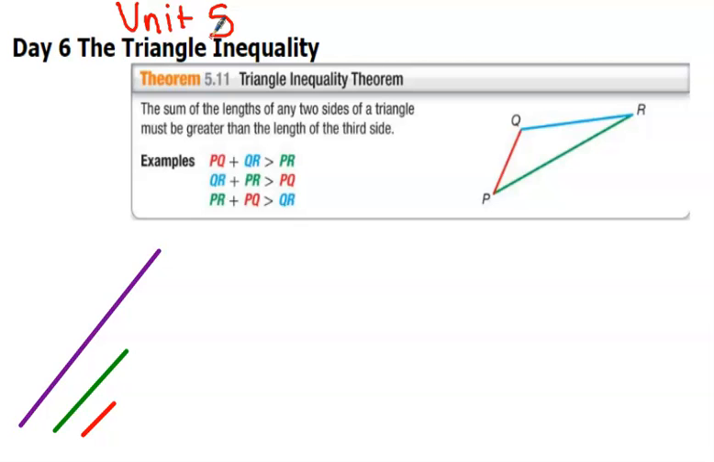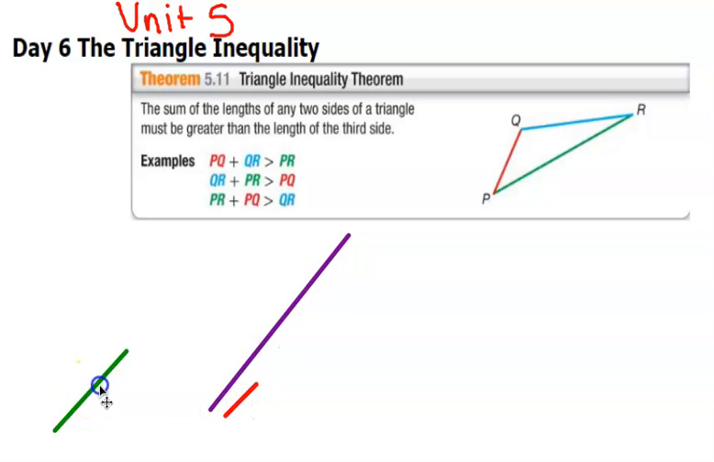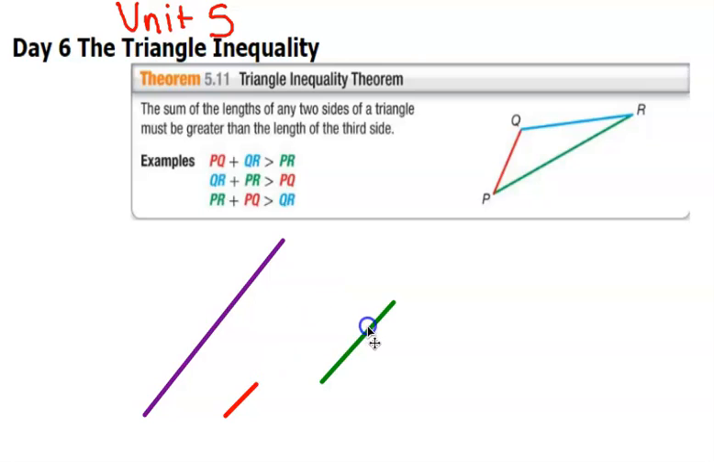The sum of the lengths of any two sides of the triangle has to be greater than the third side. So what I did is I just made three random segments, and let's say that I tried to make these three into a triangle, okay? Well, let's see if that would actually work. If I move these three segments, you will notice that it does not make a triangle, compared to if I had this side be longer, then those three would become a triangle.